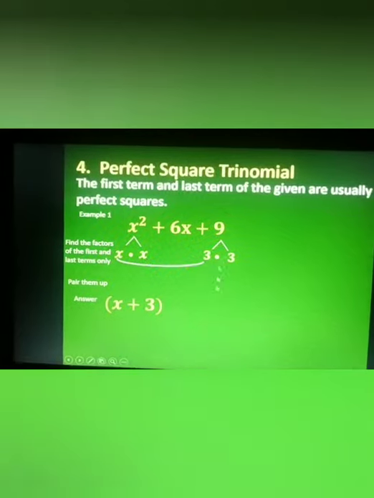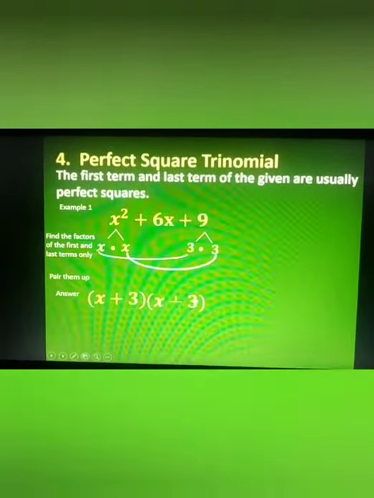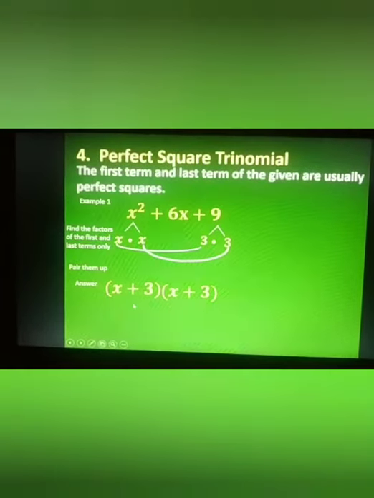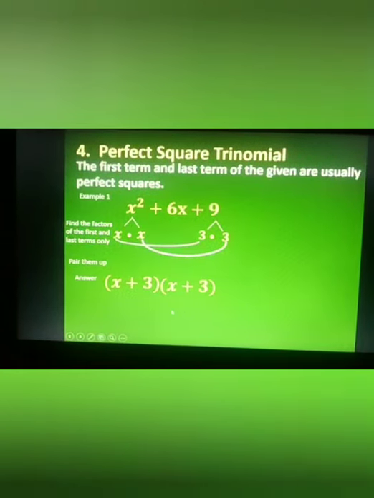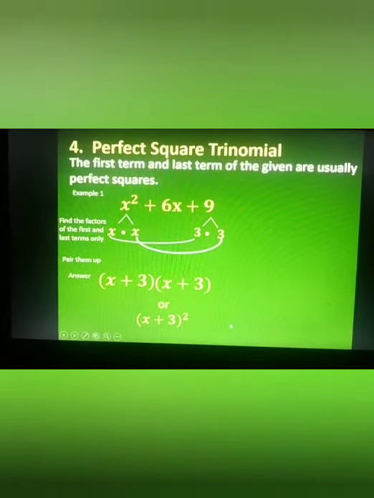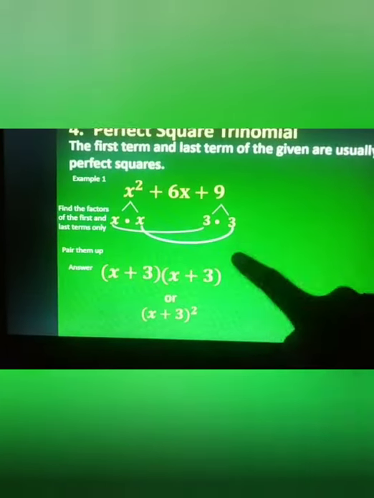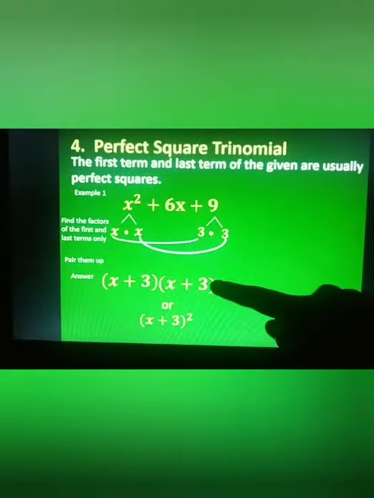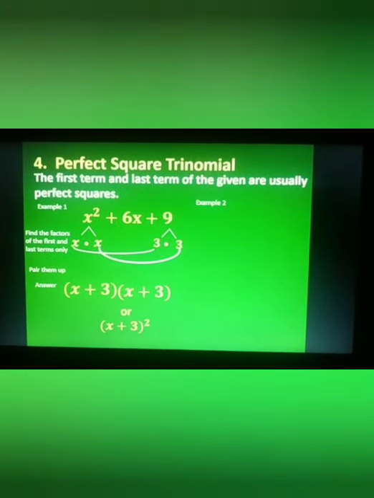Next, pair up again. x plus 3. Okay, so the final answer is x plus 3 times x plus 3. Or, there is another way to write it. You can also write it as x plus 3 squared, because there are two of them, each with power 1, and you add them, so two. Okay, check, that works. Okay, another example. Example number 2.